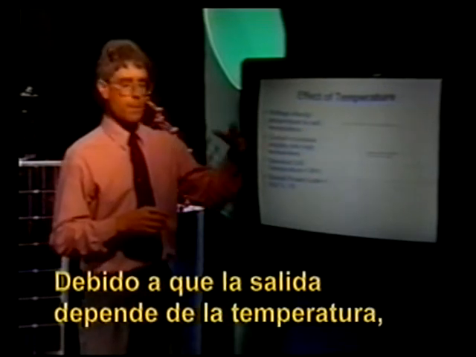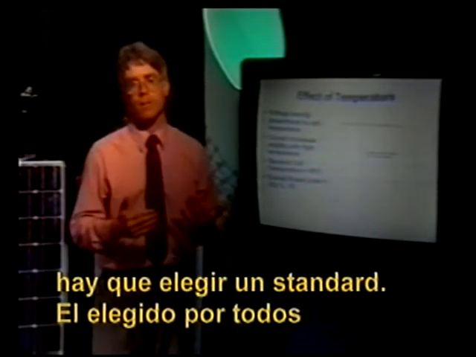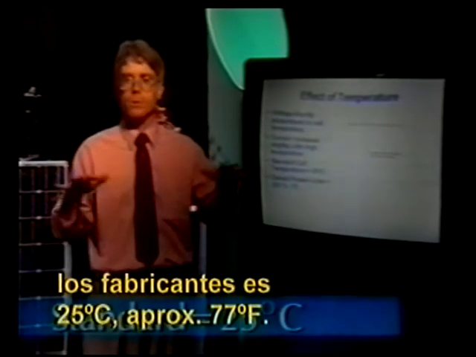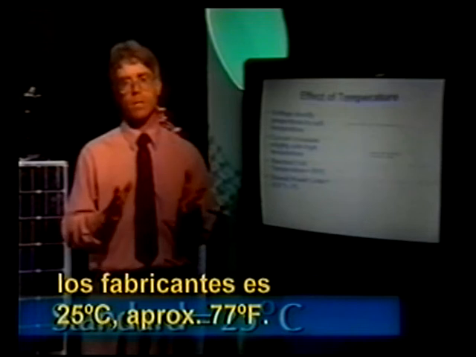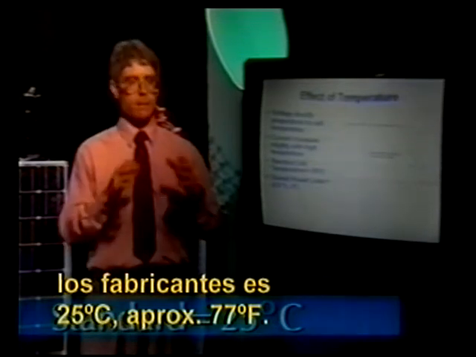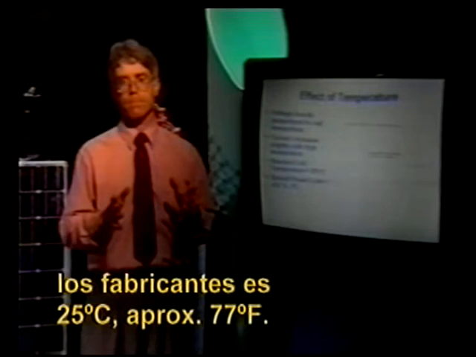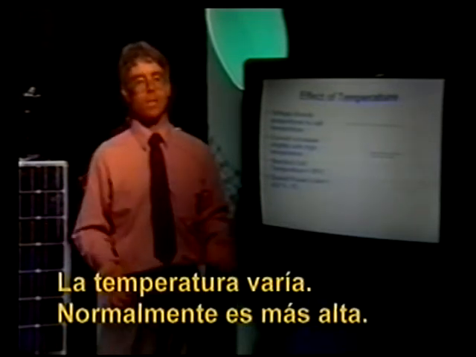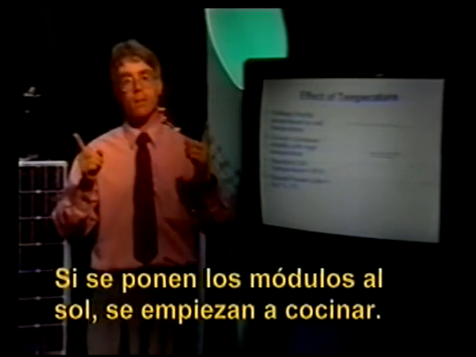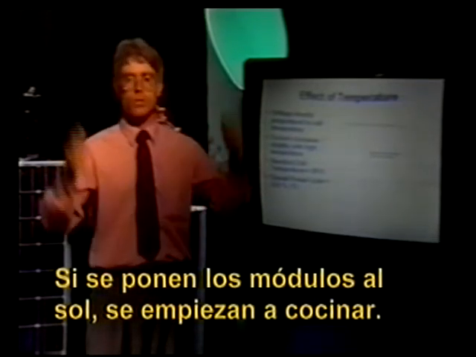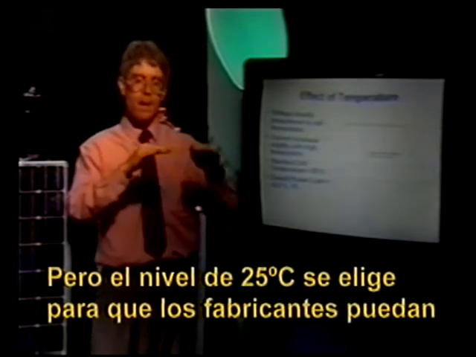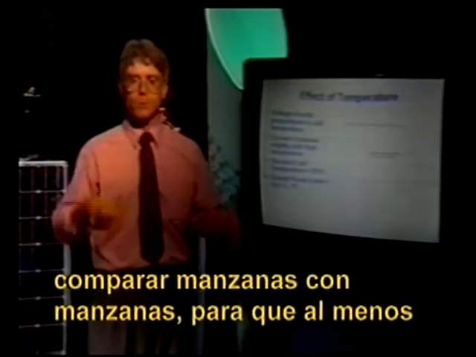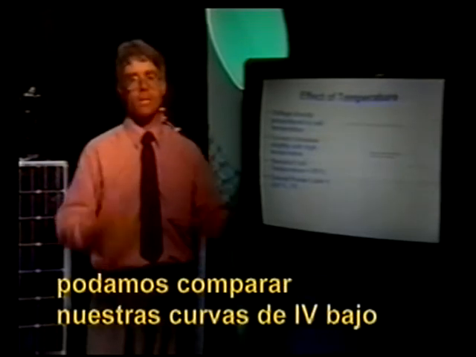Because output is dependent on temperature, we have to choose a standard. And the standard that's been chosen amongst all manufacturers is the standard temperature that's used for most measurements, 25 degrees centigrade. That's about 77 degrees Fahrenheit. Will your temperature vary? Yes, most assuredly. Typically, your temperature is always higher. Put the modules out in the sun, they're going to start cooking. But the 25 degree level is at least chosen so that manufacturers can compare apples to apples, so that we can at least compare our IV curves under standard conditions.